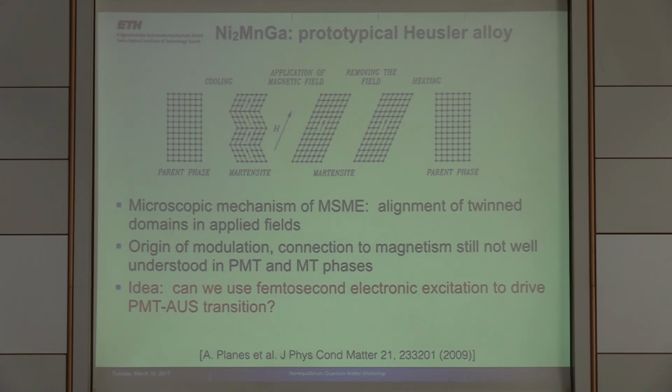That allows you to have very large changes in the lattice structure just by a relatively small application of magnetic field. The origin of this modulation and its connection to magnetism, though, are still not super well understood, particularly in this intermediate pre-martensitic phase. So the idea in our experiment is: is it possible to use very fast femtosecond electronic excitation to learn about the coupling of magnetism to the structural distortion, specifically with regard to the pre-martensitic to austenite transition?